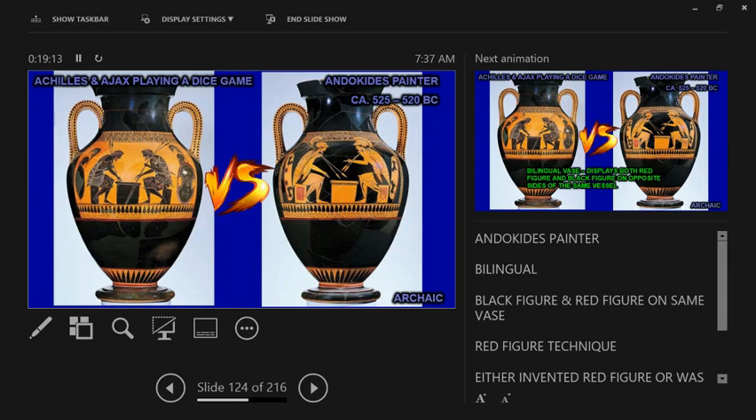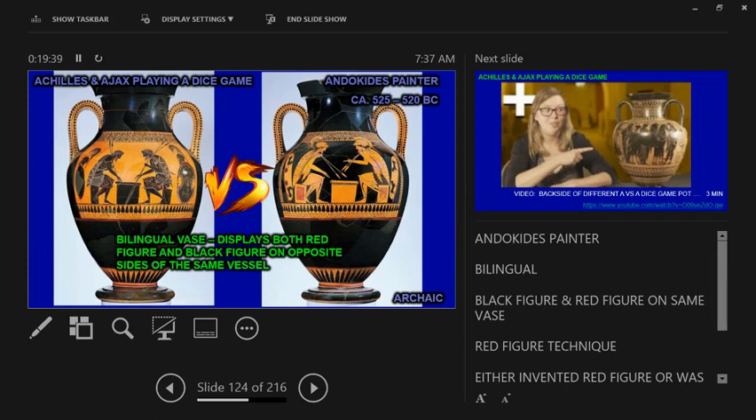All right, now on the left, this is a black figure painting. On the right, this is what is called red figure painting. And this particular vase, this is a separate vase from the one I showed you earlier, but it shows the same story, black figure on one side, red figure on the other, and that is called a bilingual vase, where it has black figure and red figure on the same vase.